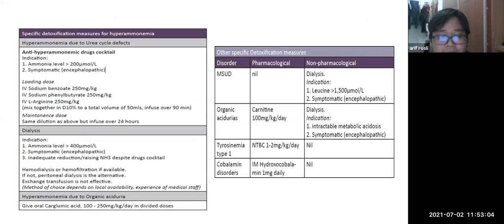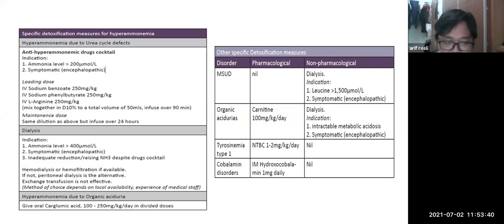Next. This is the level that will help for acute management, especially the first one is for ammonia level. So we will help a patient by giving hyperammonemic drug cocktail for patient with ammonia level of 200 or coming with symptomatic encephalopathy. We will give loading dose either benzoate or phenylbutyrate, and loading dose and then maintenance dose.